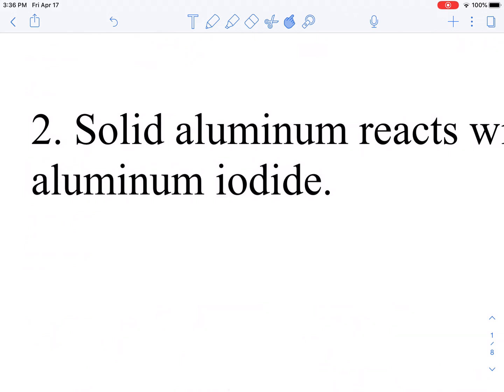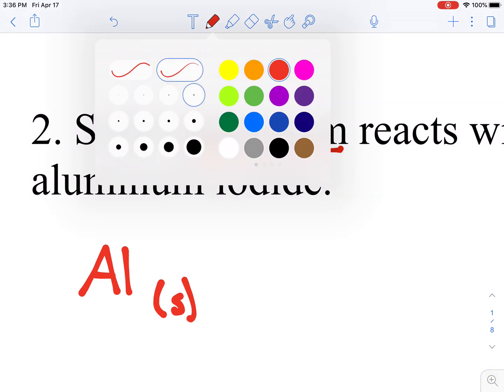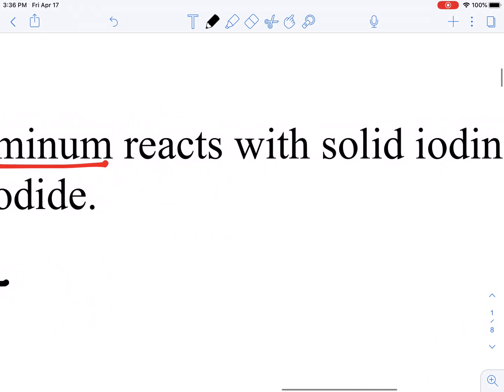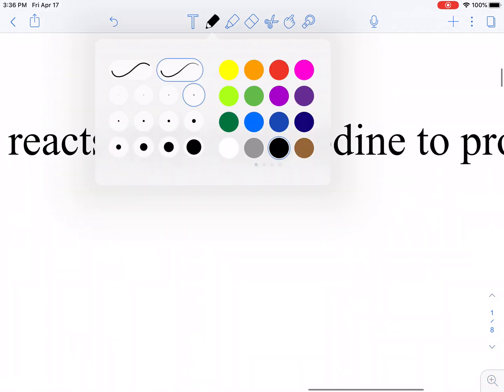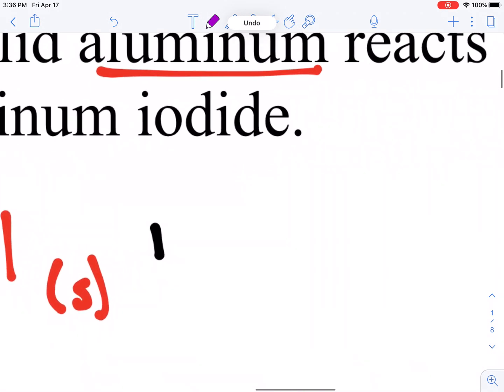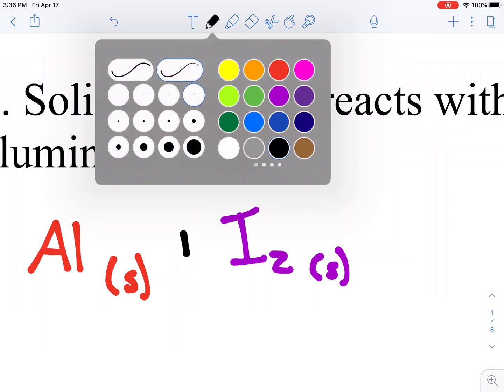So solid aluminum. Solid aluminum is just Al with an S by it to indicate it's a solid. Some of you might be wondering, why am I not putting a 2 by that? Well, remember, aluminum is not one of your 7 diatomic elements, so therefore it does not get a 2. We are told it reacts with solid iodine. Iodine is one of those 7, so iodine is going to be I2, and we're told that it is a solid. Let me fix my plus here.